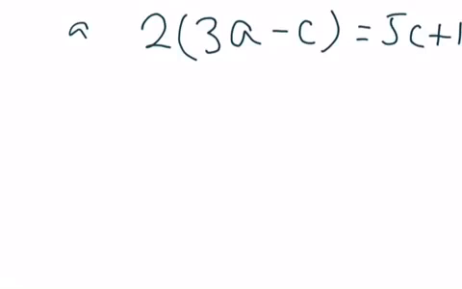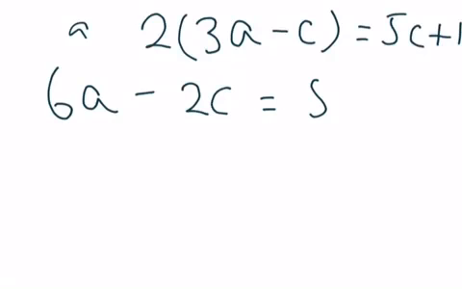Right, so first thing to note is we are looking to make a the subject of this formula. On the left-hand side I've got 2(3a - c), equals, on the right-hand side, 5c + 1. So step 1 is going to be expanding this bracket out and writing the equation out in full. If we do that, we have 2 times 3a, which is 6a, 2 times minus c, which is minus 2c, and that equals 5c + 1.